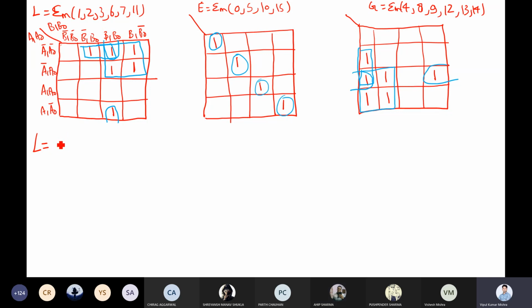What about L? A1 bar B1, plus A0 bar B1. A0 bar, A1 bar B1. Yes sir, okay. What about this? A0 bar B1 B0. A0 bar B1 B0, B0. Right? We got the equations here.